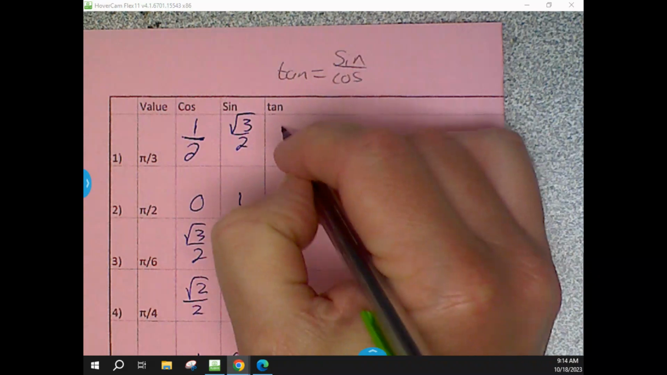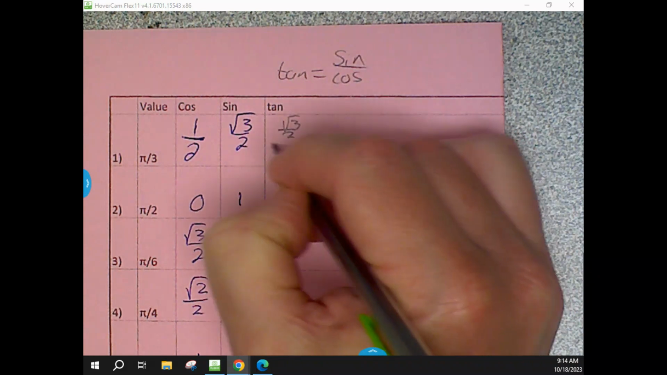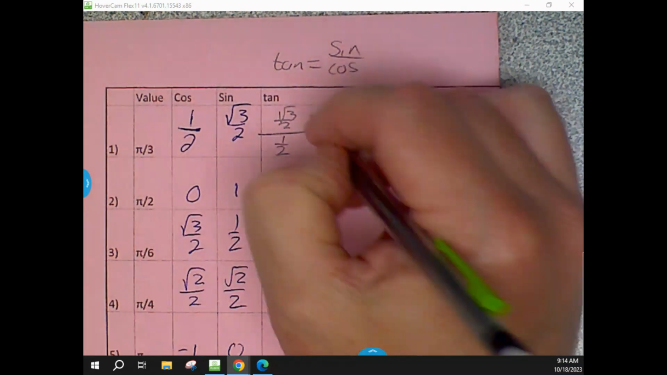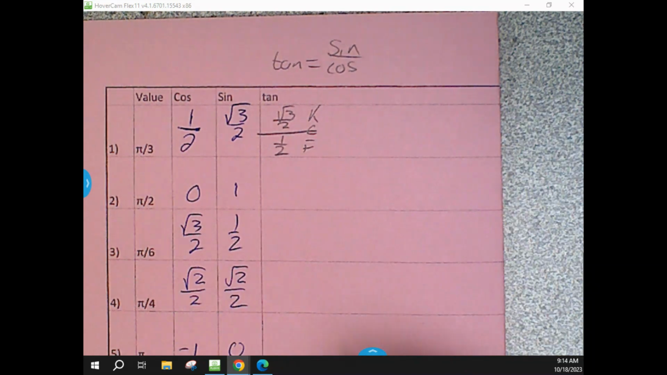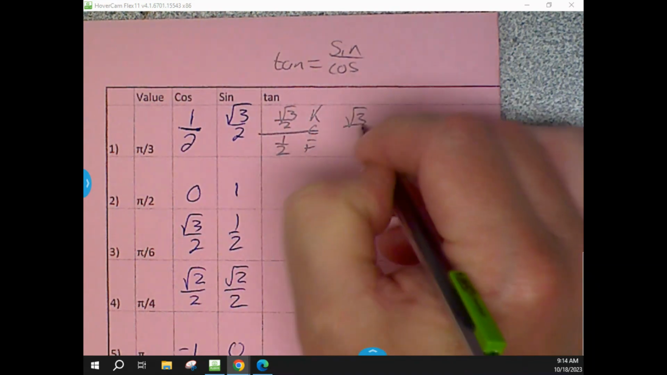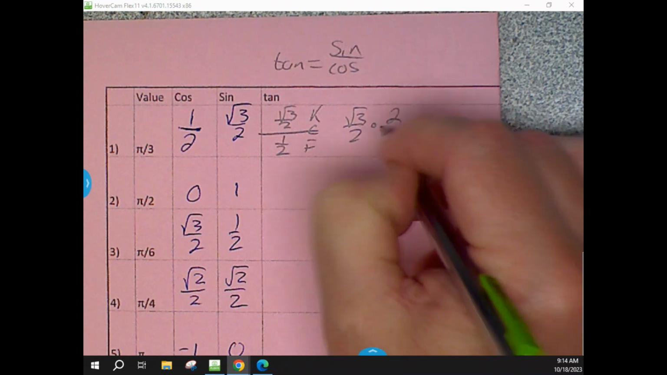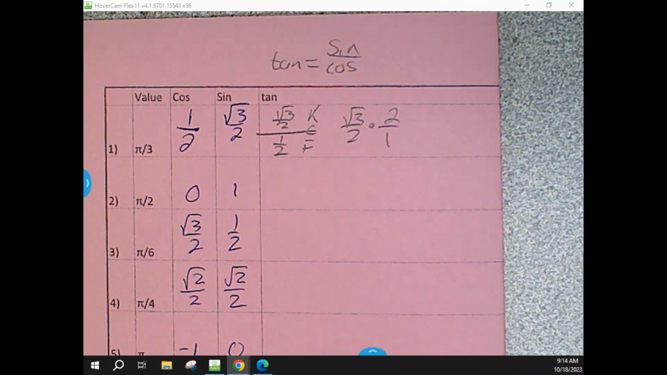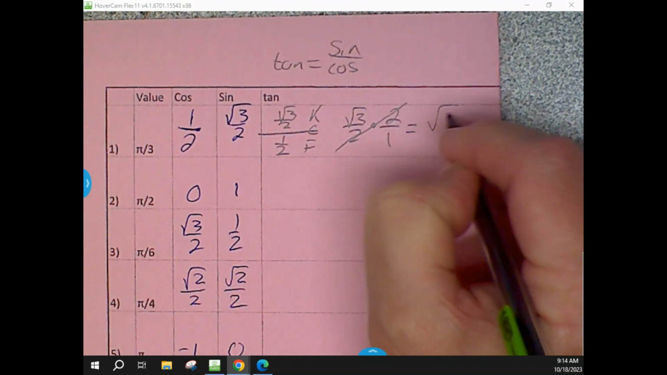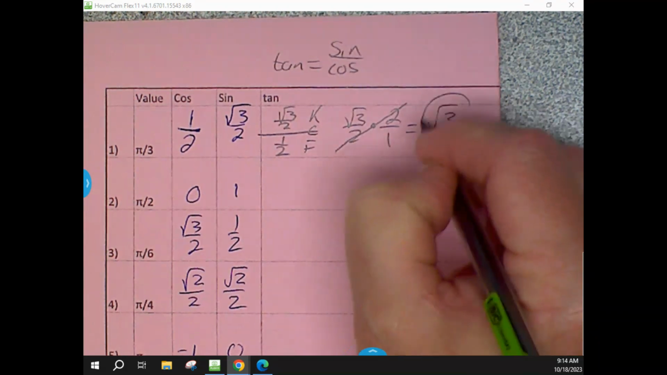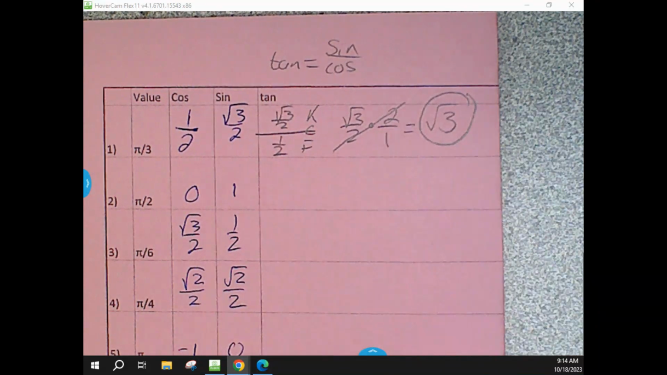All right, so if we put square root of 3 over 2 over 1/2, here's where you've got to go back to your middle school days again. We're going to keep it, we're going to change it, and we're going to flip it. That's going to make it square root of 3 over 2 times 2 over 1. And the good news on that one is your 2's cancel, leaves you with square root of 3 over 1, which is just square root of 3.